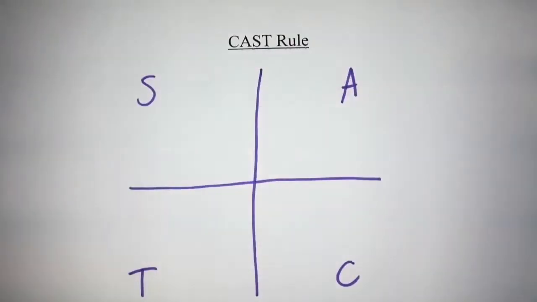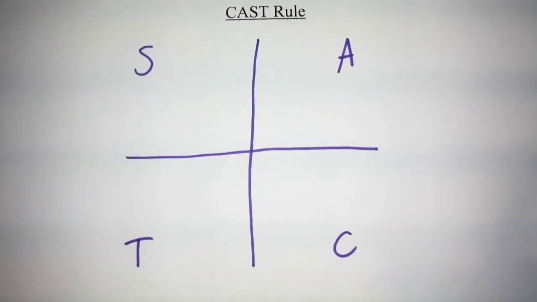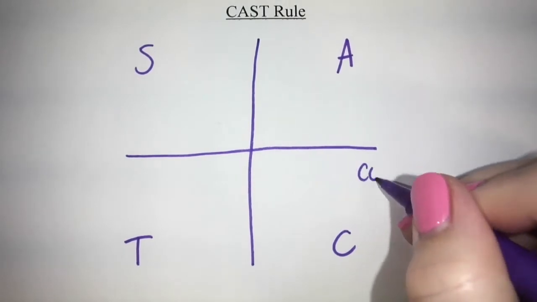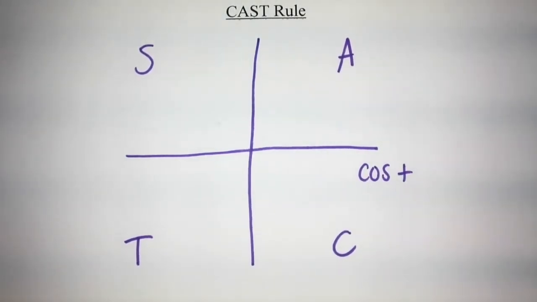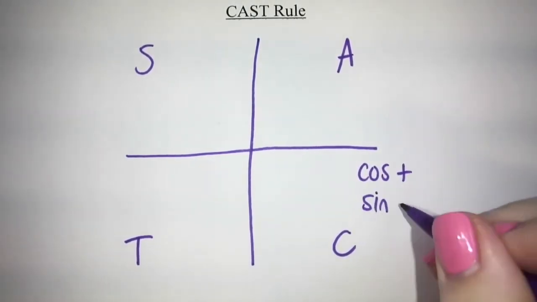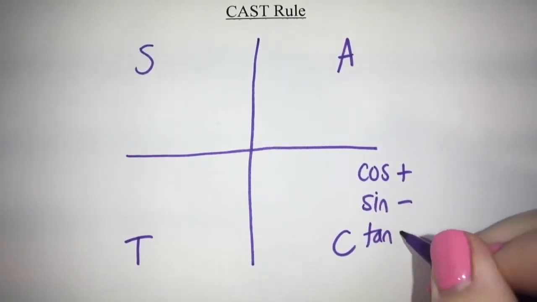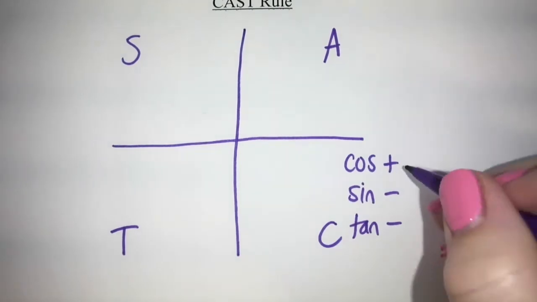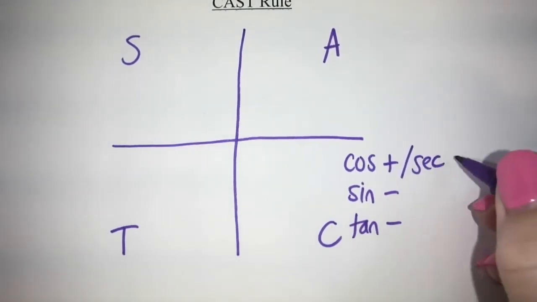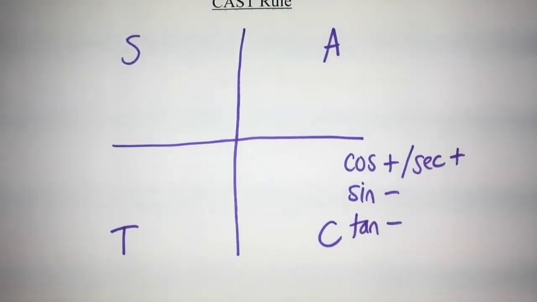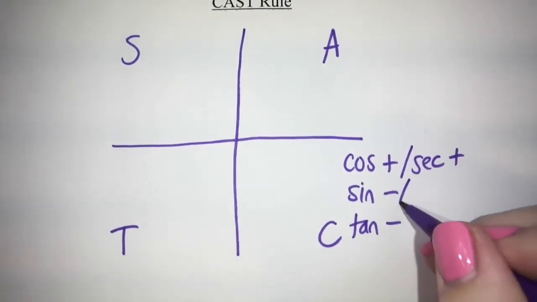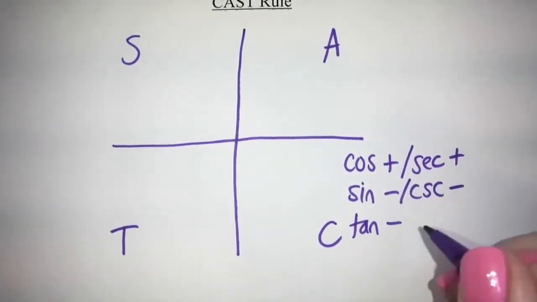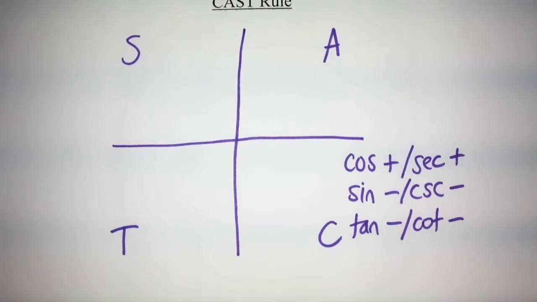So this is the CAST rule, and what it means is if we look at the C quadrant, C stands for cos, so that means cos is positive. And that means that the other two ratios, sine and tan, are both negative. Now you can also talk about the reciprocal ratios. So if cos is positive, then 1 over cos, which is secant, is also positive. And we can talk about the reciprocals here. Cosecant would be negative and cotan would be negative.